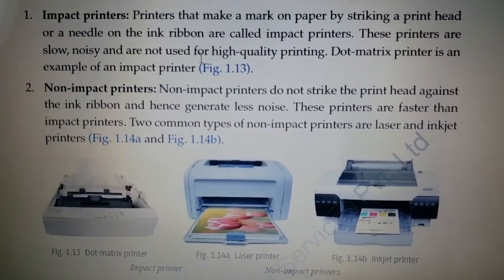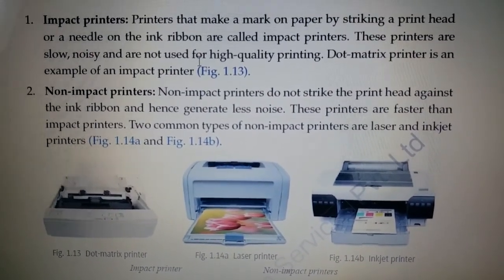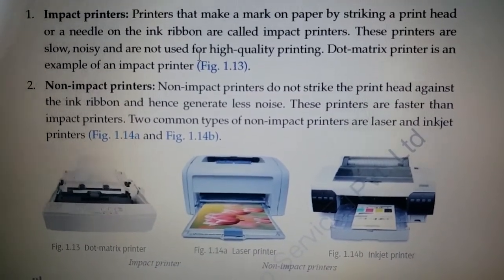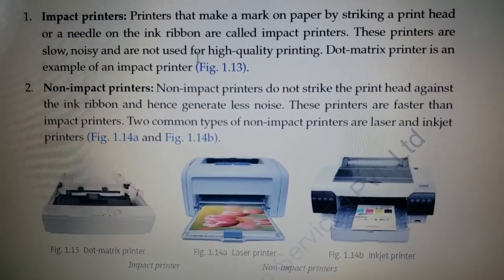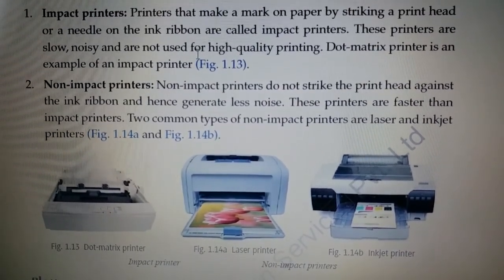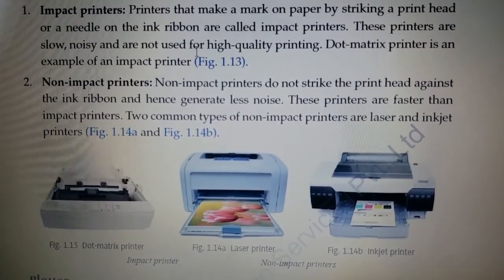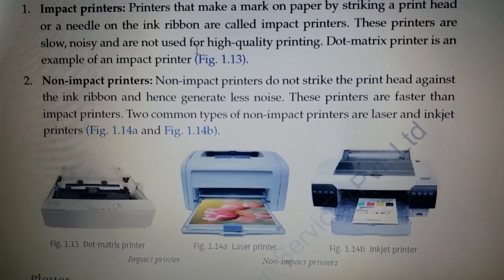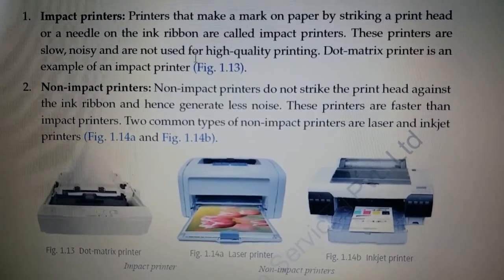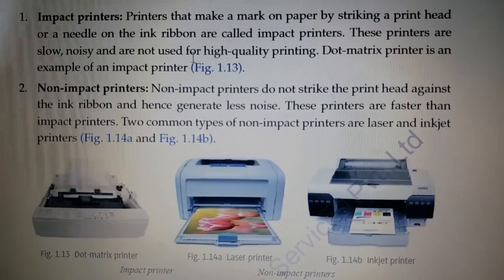Impact printers. So now we will discuss the types of printers. Impact printers are printers that make a mark on paper by striking print heads or a needle on the ink ribbon. These printers are slow, noisy, and are not used for high quality printing. Dot matrix printer is an example of an impact printer. You can see picture 1.13. Dot matrix printers were used in ancient times. It only gives dot printing.